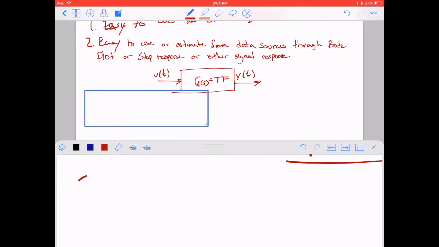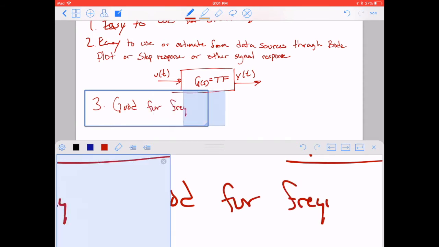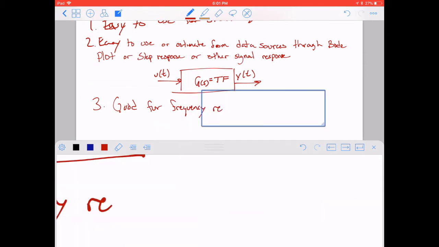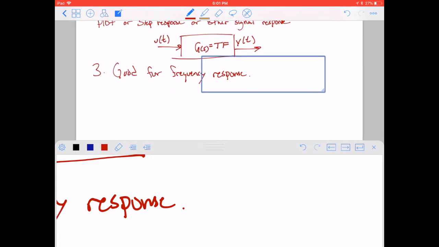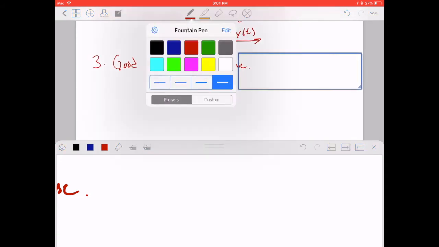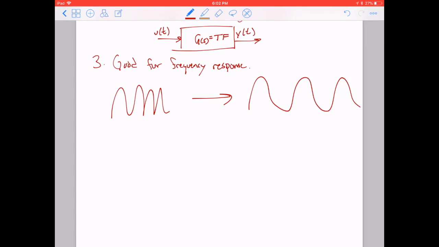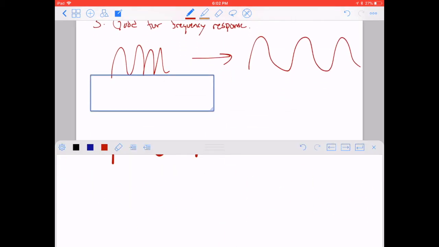And lastly, number 3, it's good for frequency response analysis. Namely, when I give some frequency in, I expect some frequency out. And there are a lot of applications where frequency response is really useful.